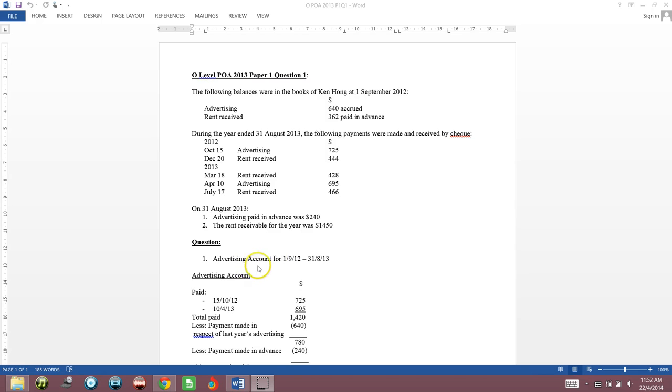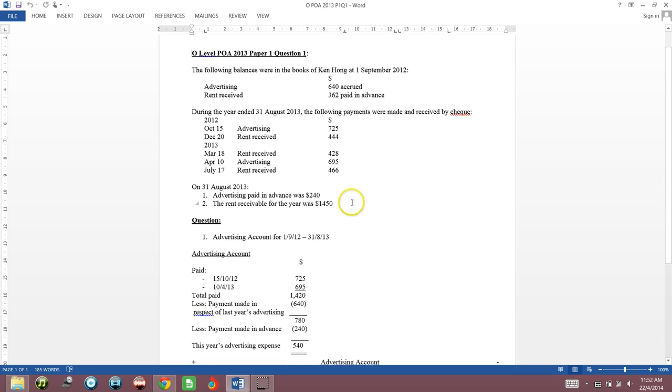The question asks us to prepare an advertising account for the year ended 31st August 2013. So in order to do this question, you should actually understand the question first. You should understand what the question really wants. Okay, so now I am very clear that the question wants me to do an advertising account for the period from 1st September 2012 to 31st August 2013.